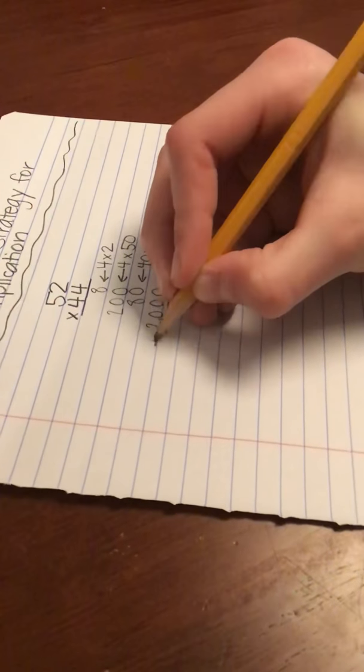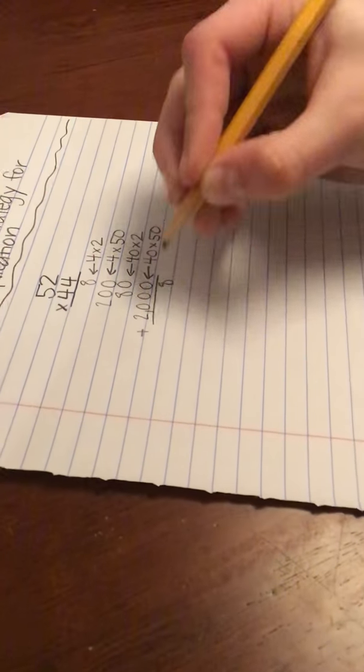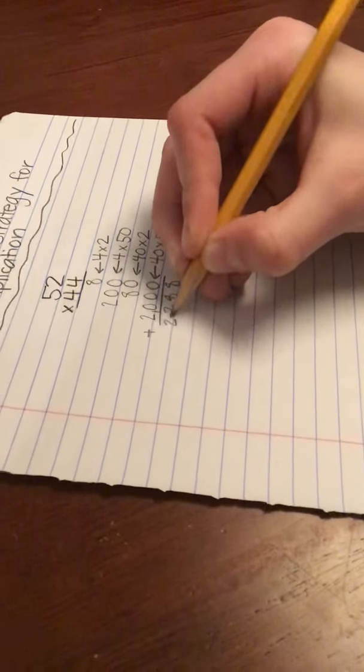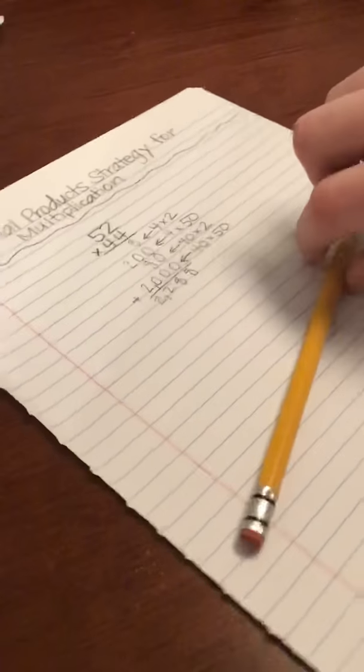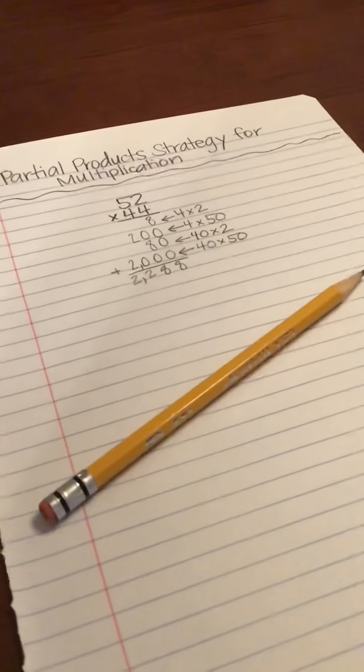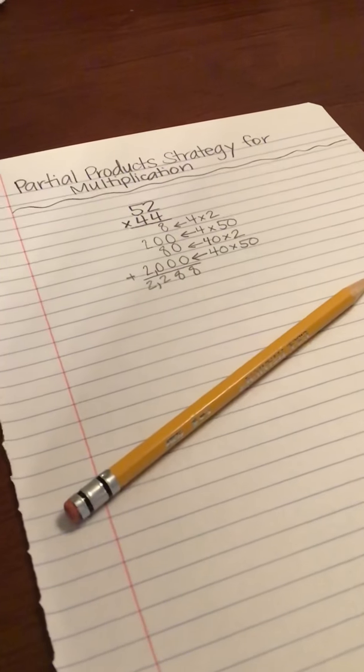So now we have 4 partial products that we're going to add together to find our final product, 52 times 44. Starting in the ones place, the tens, the hundreds, and the thousands to add this up. And we see that 52 times 44 is 2,288. That is the partial product strategy for multiplication.